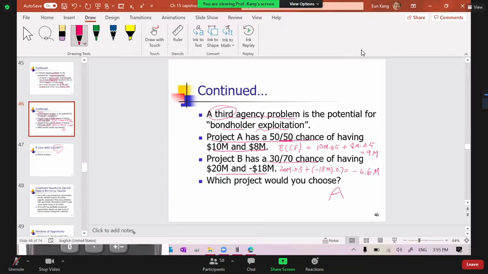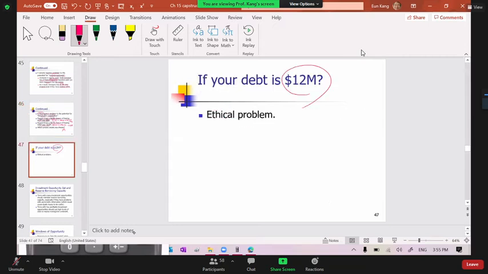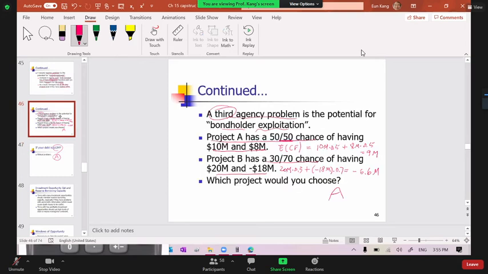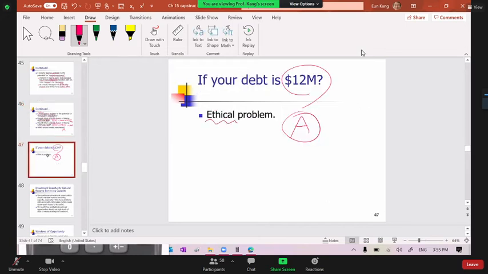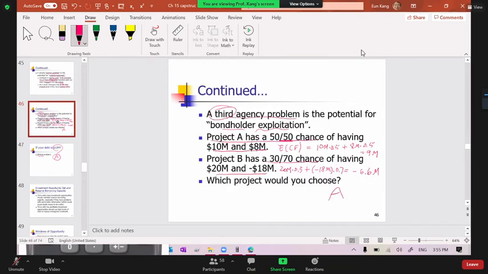So, business ethics class, you have to choose A, right? Because B is too risky. You have a 70% chance of losing $18 million. But there is an ethical problem. Managers probably have an incentive to choose B because they have a 30% chance of survival. But that is bad for stockholders. Stockholders lose all their money.